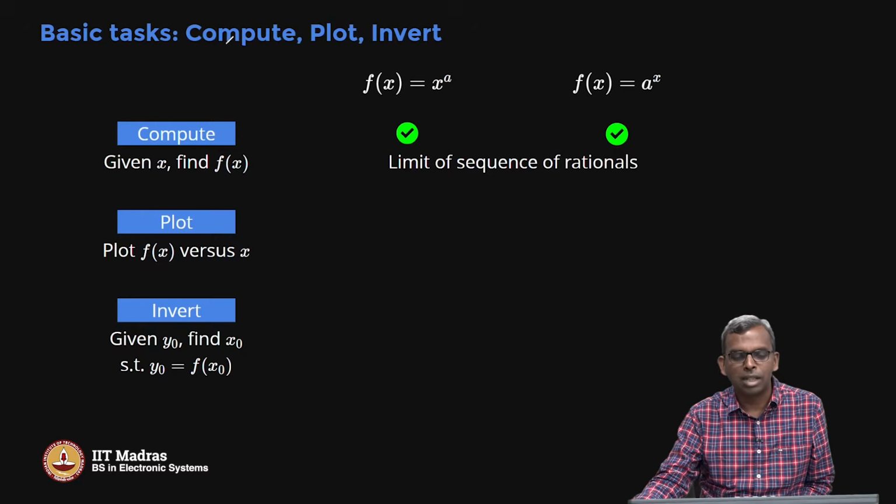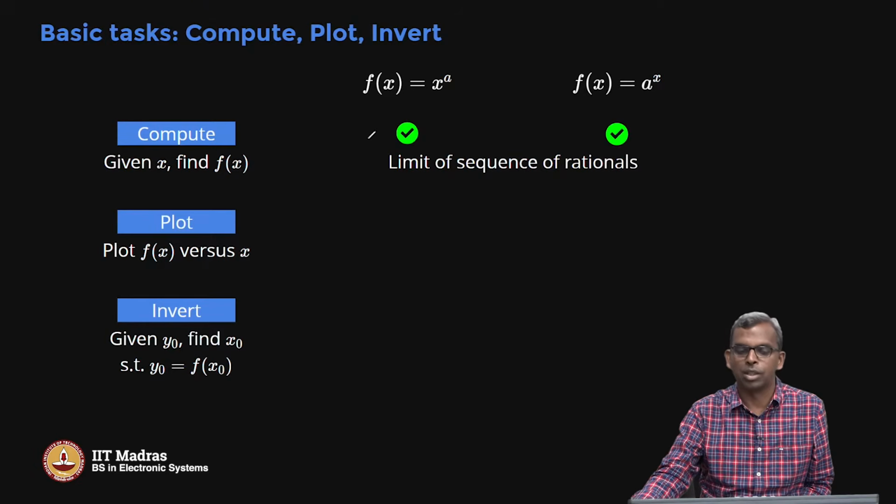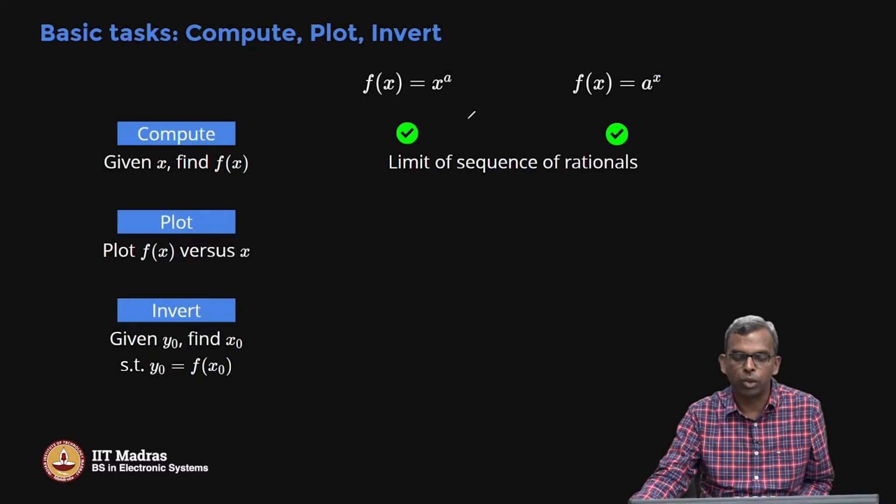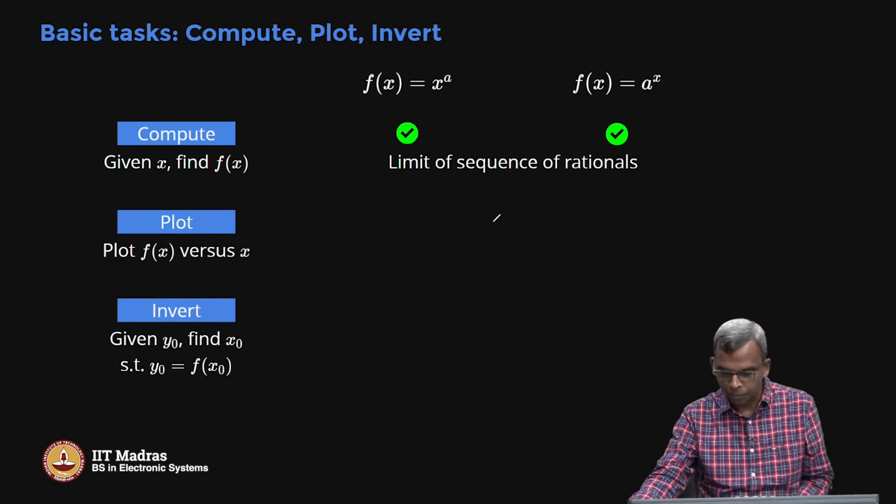First thing is, let's focus on the compute part. Both x power a and a power x, given a and x, we know how to do this, and in many cases it may be easy. But in some cases, you may need limits of sequence of rationals, and we've seen extensively how to do this, so we know how to do this. Both are nice tick marks.